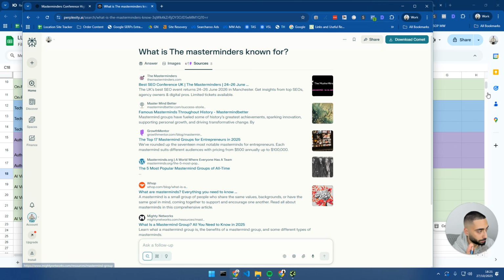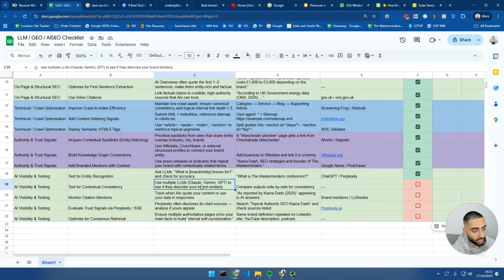Now, obviously, we've just done section number 2 here, but we want to figure out if Claude's saying the same, if Gemini's saying the same, if ChatGPT's saying the same, if all 3, 4, 5 of them are saying the exact same thing about your brand, which is probably one of the more important checks to do. That means that there is enough consensus online saying the exact same thing. There's enough context around your brand.